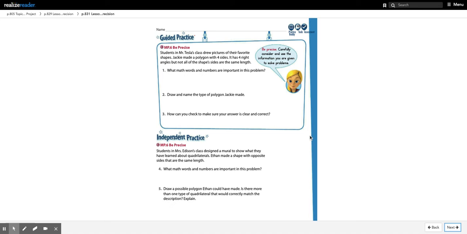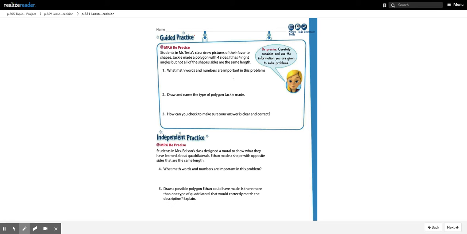Let's look at our guided practice. Before we move on to the question, let's take a look at what the girl's saying. Be precise. Carefully consider and use the information you are given to solve problems. So it's very important that we are annotating as we go. Let me get my pen. Here we go. Let's take a look at the first one.